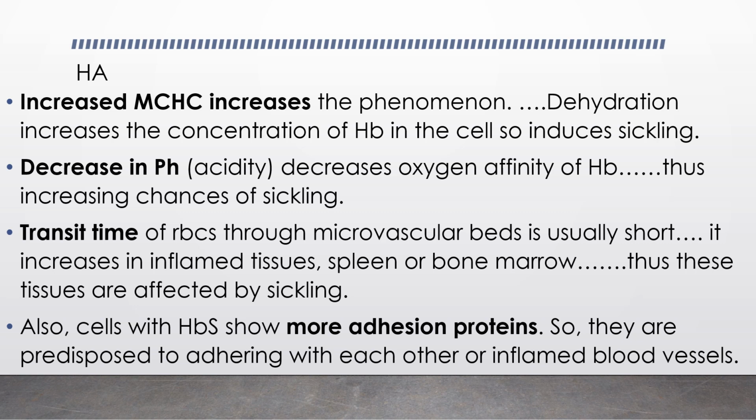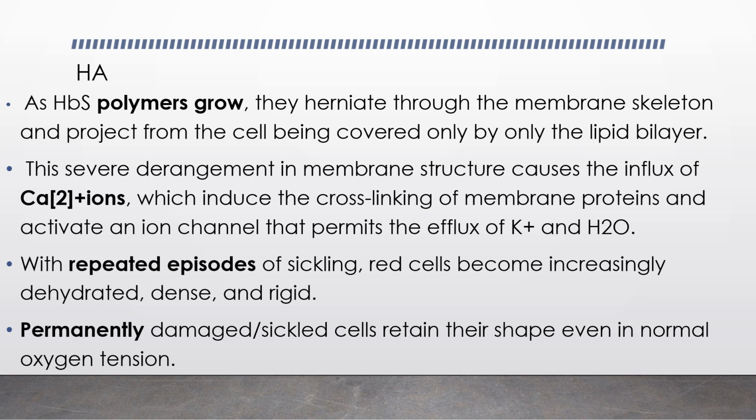Cells with HbS also show more adhesion proteins. These are seen more usually in inflammation or inflammatory conditions. So they adhere to each other or inflame blood vessels, again increasing the sickling phenomenon. The polymers grow, and they practically herniate through the cell membrane, and the cell is covered only by the lipid layer. This has been seen microscopically.